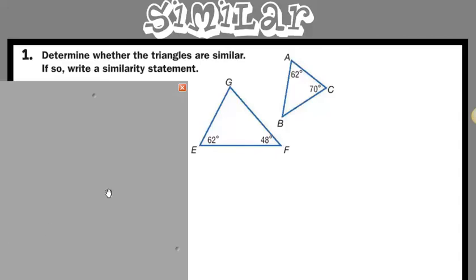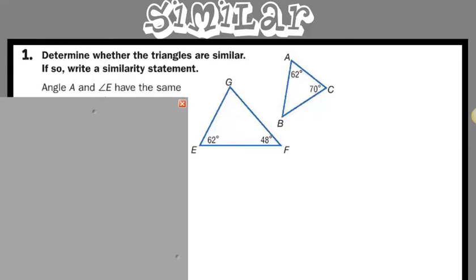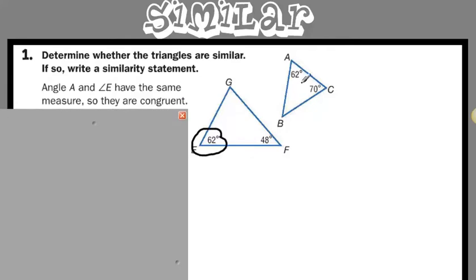Okay, these two examples need to be included in your notes. Here's the first one. We want to determine whether these triangles are similar, and if so, let's write that similarity statement. So if we look, angle A and angle E have the same measure. These two right here, they both say 62 degrees. But angle C and F don't. So we have to figure out what G or B is.